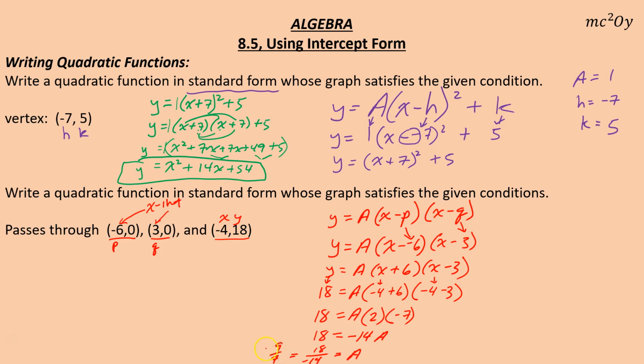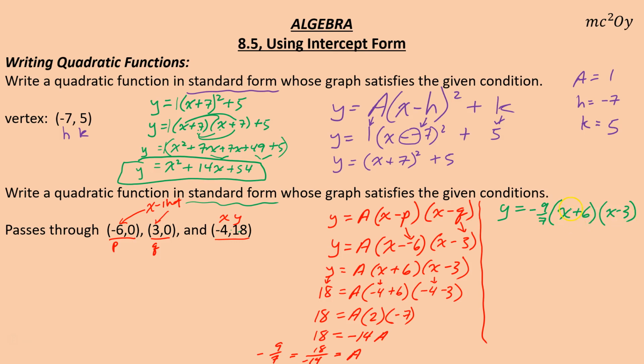And it doesn't matter where we put the negative. You put it on top, bottom, or right there in the middle. So you have this equation where you have y equals negative 9/7 times x minus negative 6, or x plus 6, times x minus 3. That's really what you have if you use this point and you find a. And you have to put that in standard form.